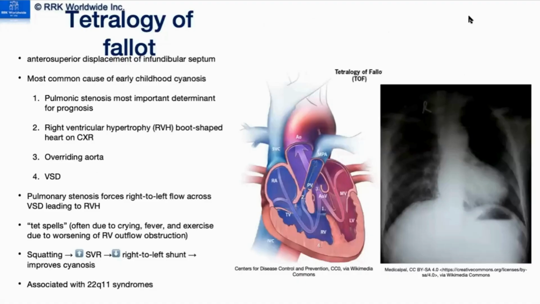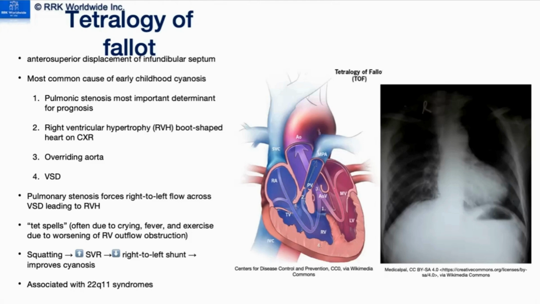Tetralogy of Fallot, and there's a couple things to what happened here, and because of that, the USMLE likes to go after this congenital abnormality more than any of the other congenital abnormalities, and also because it's the most common cause of cyanosis in early childhood. So that's one of the other reasons they like to go after this. So what exactly happens in Tetralogy of Fallot?